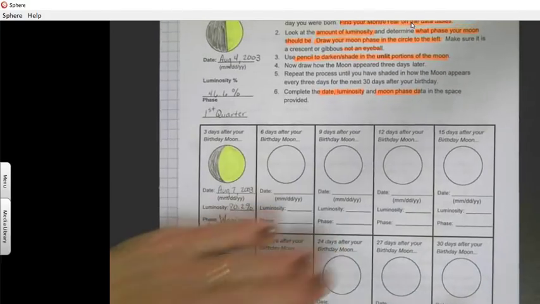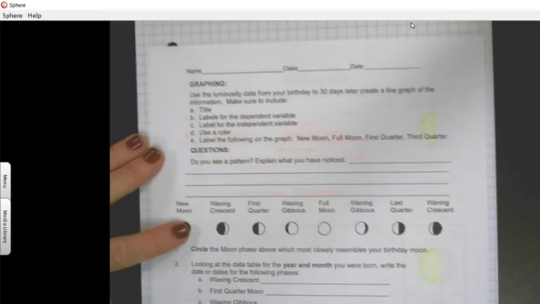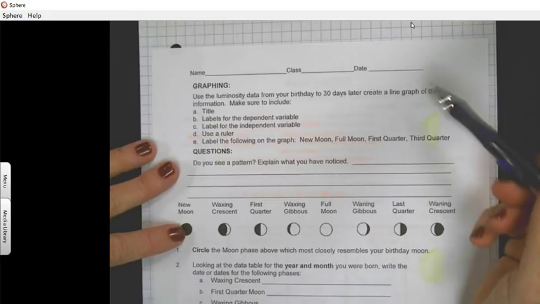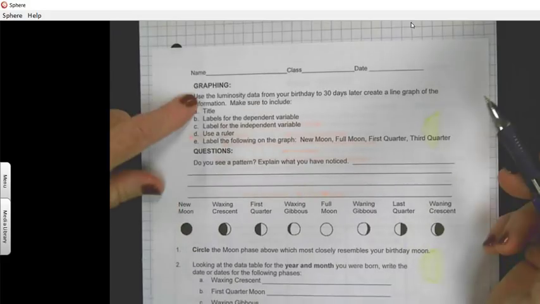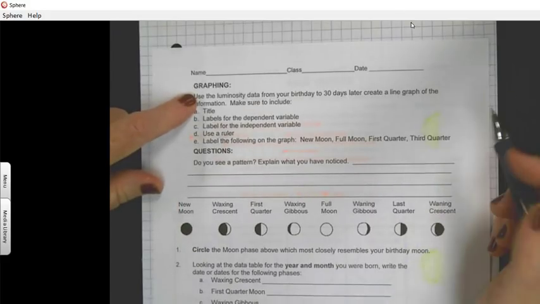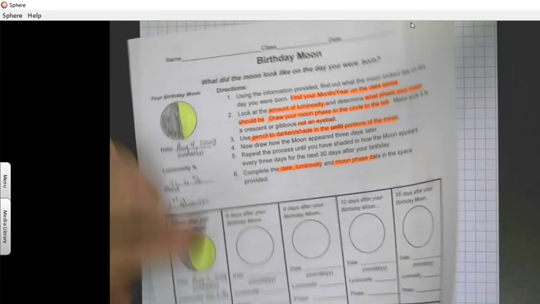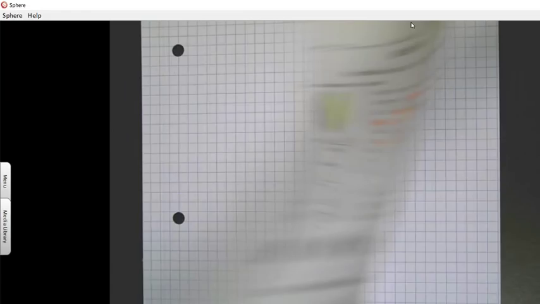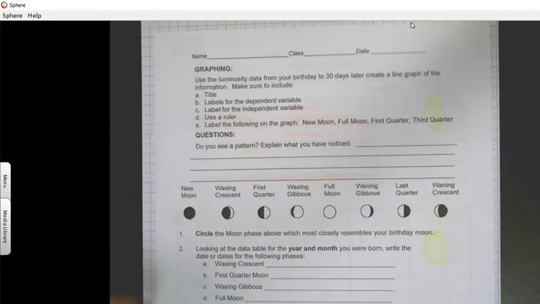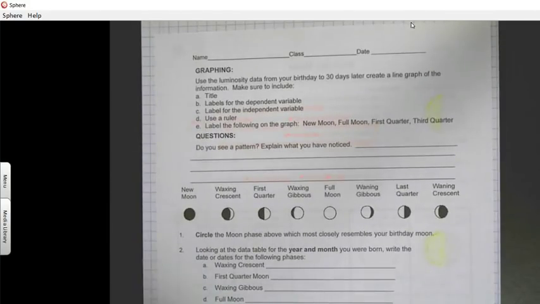Once I have this completed, then I'm going to turn my paper over. And on the back, there's some more things that I need to do. Graphing. Now I've got to graph all of this data here. So I'm going to set up my graph. But before I do that, I want to point out some things.